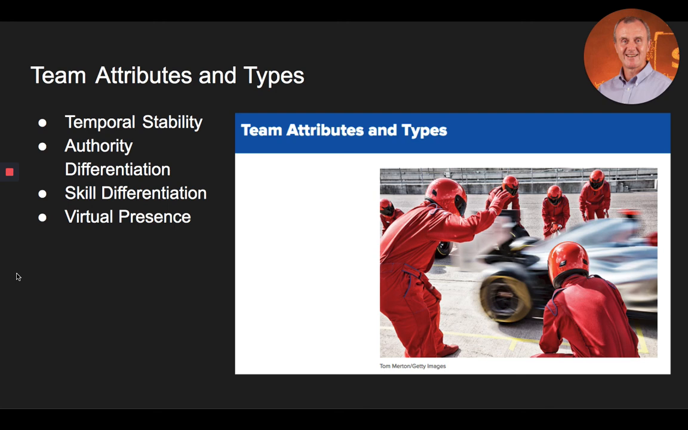So in summary, on team attributes and types, the length of a team's lifespan can vary depending on the tasks they need to accomplish. The defined hierarchy of the team structure, or whether the team is self-managed, the unique sets of skills possessed by certain members, or whether members are substitutable for one another, and the degree to which work is done virtually rather than face-to-face. These are the four major attributes of teams.